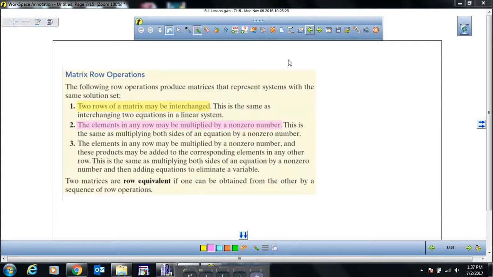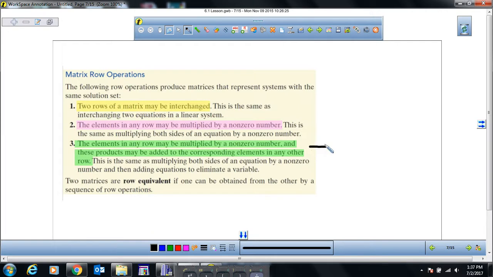And the third and last operation that you're allowed to do in the matrices is this. The elements in any row can be multiplied by a number, and those products can be added to the elements of any other row. If you keep in mind that rows are equations, when I multiply a row by a specific number and add it to another row, that basically talks about what we covered in section 5.1, the addition method. That is basically what this is referring to.